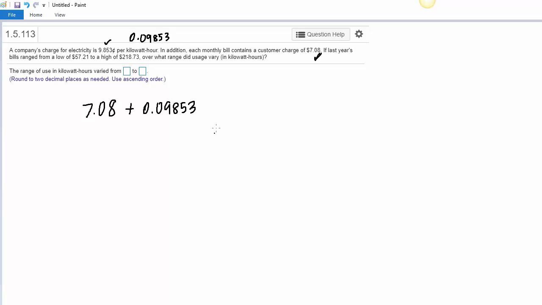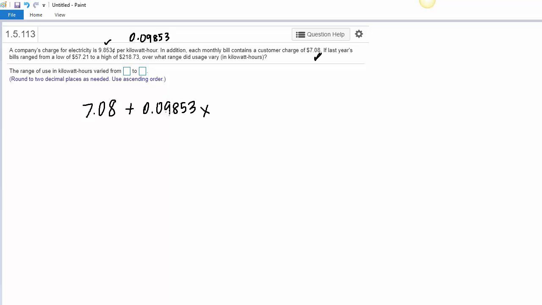So if you have 1 kilowatt hour, then you pay 9 cents. If you have 2 kilowatt hours, you pay twice that much. The reason I say all that is because that is the expression for the bill. So if you don't have any kilowatt hours, you still pay $7.08. If you have 10 kilowatt hours, you pay 10 times however much the per kilowatt hour charge is, and then add the $7.08 charge. So that's a pretty standard mathematical representation we would use here.